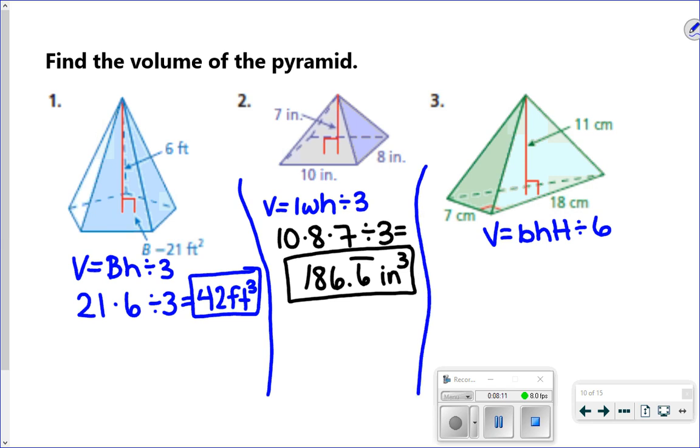triangular pyramid. So we're going to go ahead and multiply our numbers and divide by 6. So 7 times 18 times 11 divided by 6. And once we do that, we get 231 centimeters cubed.